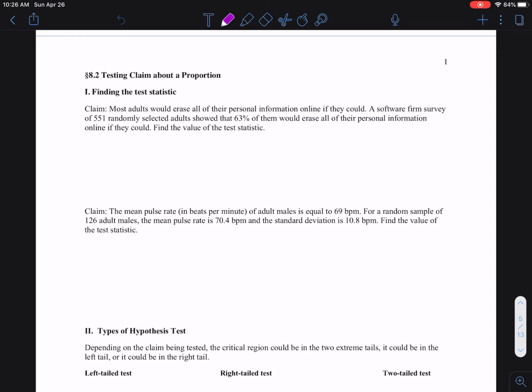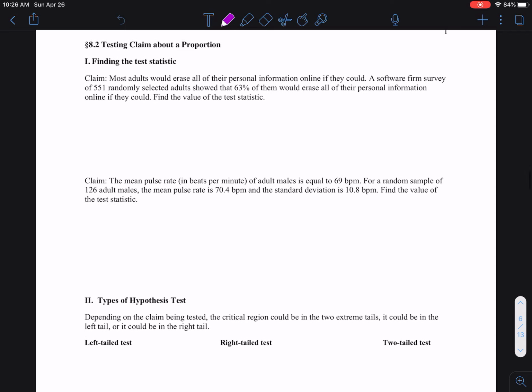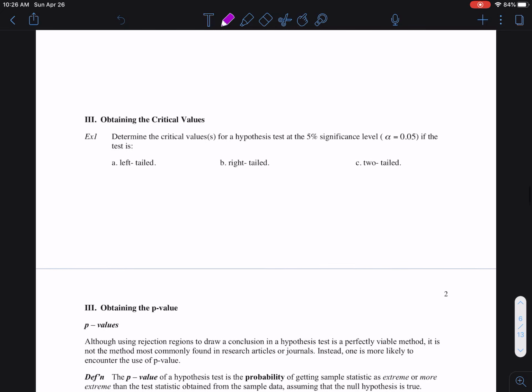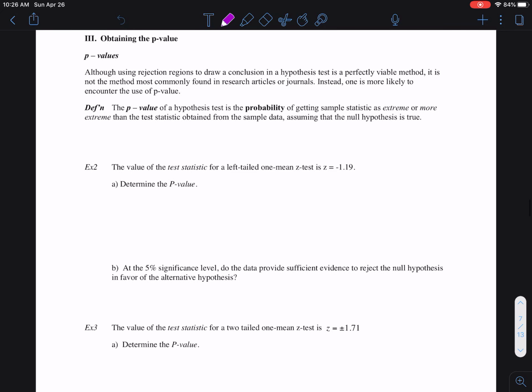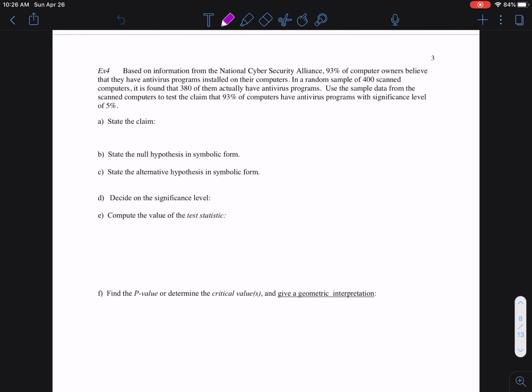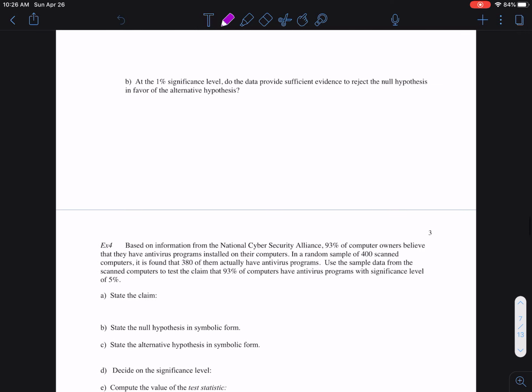In this video we're going to talk about testing a claim regarding a proportion. Starting out by looking at the test statistic: how would you find the test statistic given certain data? And then we move on to discussing the types of hypothesis test. We have three different tests. And then we're going to look at an example in this lesson. I'm going to go over the entire process of what we're supposed to do in a hypothesis test, at least in our class. So that's going to be the last video for this lesson.